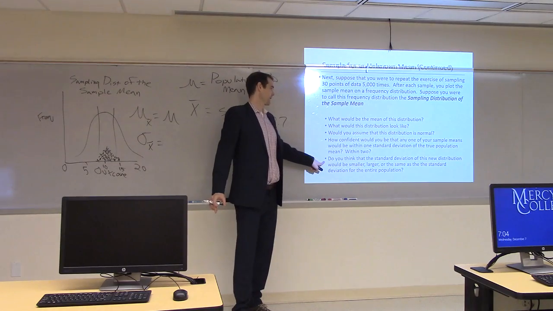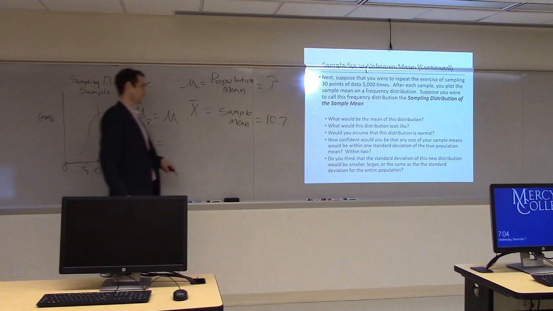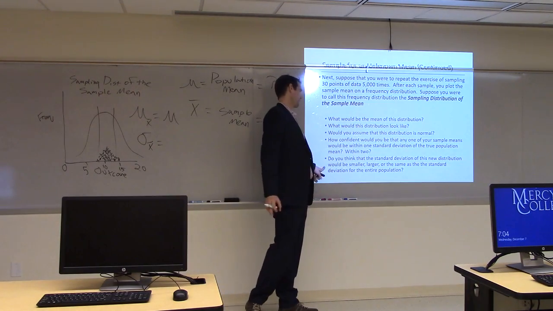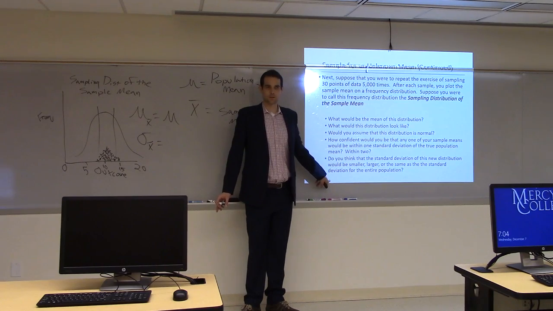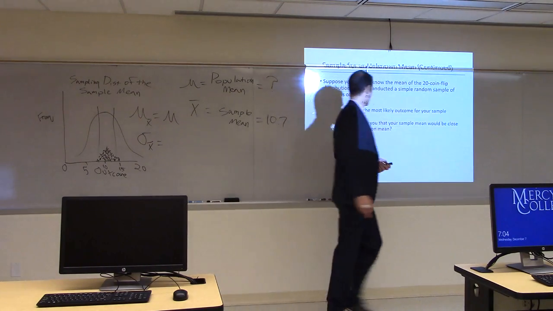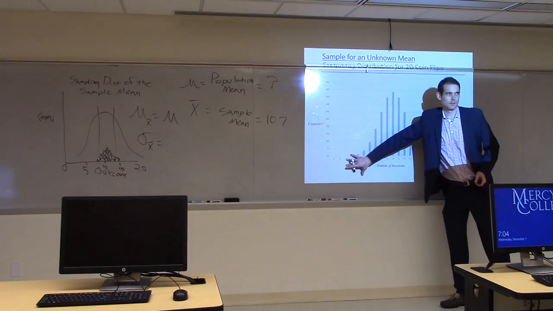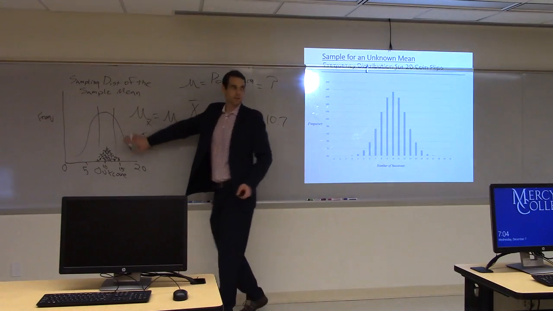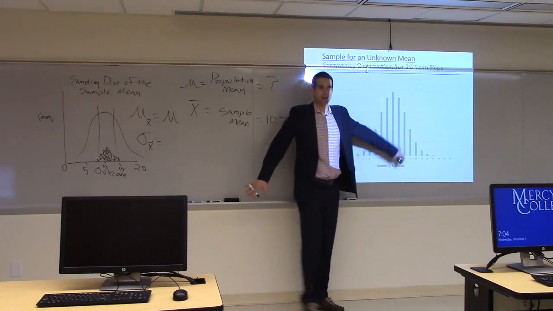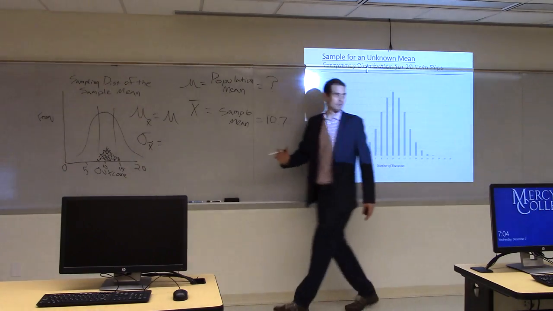Do you think the standard deviation of this new distribution is smaller, larger, or the same size as the standard deviation for the whole population? Same. So this is the whole population. This is the sampling distribution of the sample mean. These are our 11,000 students in reality. This is our sampling distribution of the sample mean, where we take a sample size of 30 and graph each one.